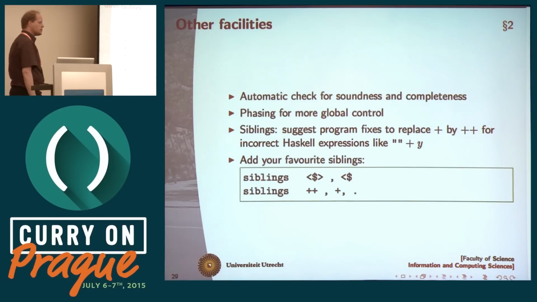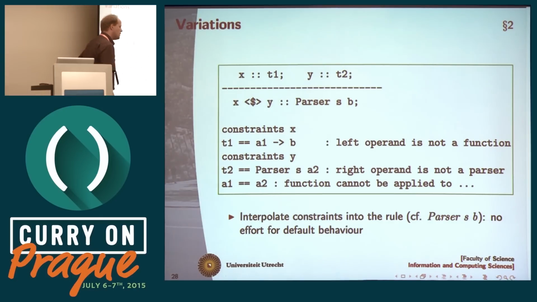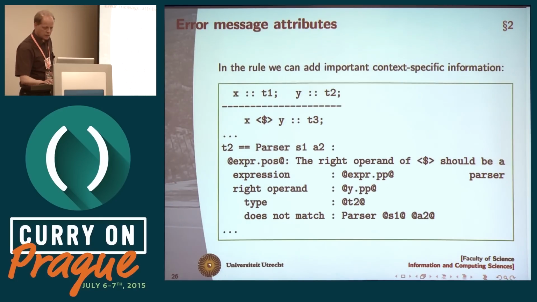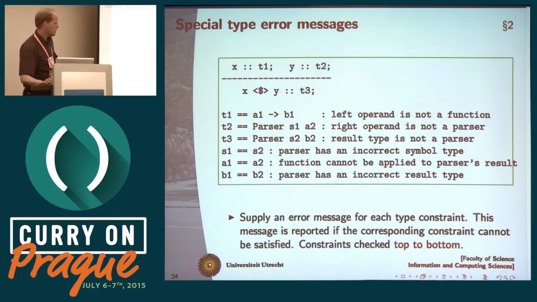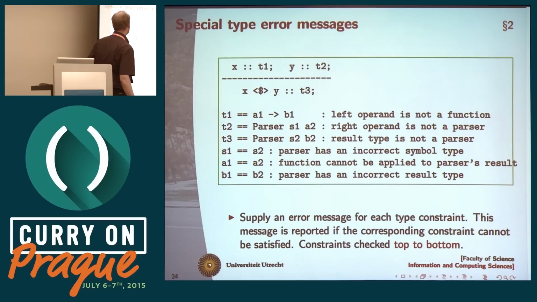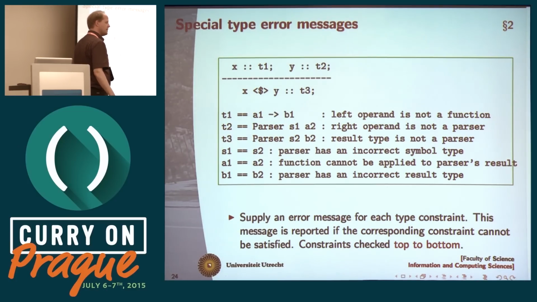All right, there's another... If you go back to your error messages. Yes. The example of the error messages. So your last one is "parser has an incorrect result type", which you give when B1 is not equal to B2. But that suggests the error is in B2. How do you know it's not in B1? It could be, but this is just what I decided, to give a possibly misleading error message.